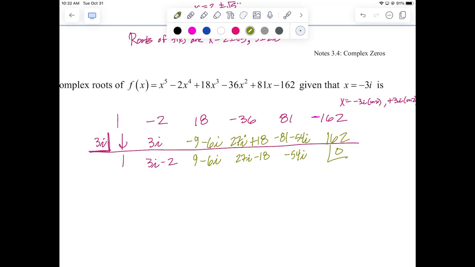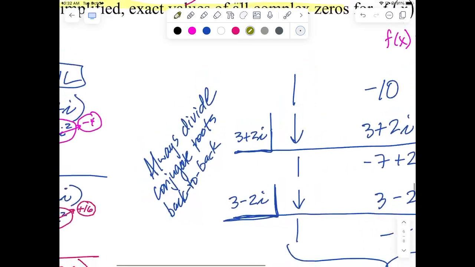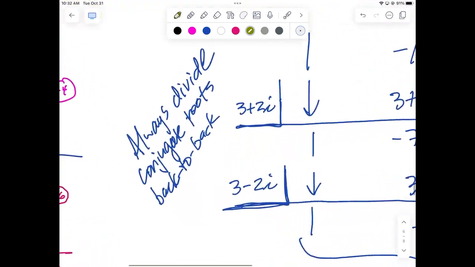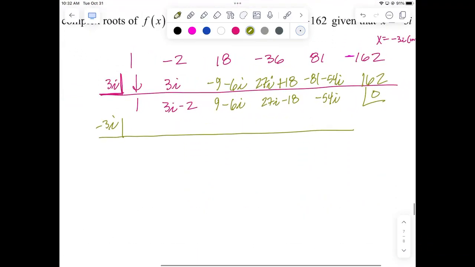Okay, last question. We won't be able to finish this today, but I know 3i works again. Should I do 3i again next? No. What should I do next? Negative 3i. Very good. Because remember, we said you should always do what? Your conjugate roots back to back. Now, let's just finish this off and see what happens. Bring down the 1, we get negative 3i. Multiply, you get negative 3i. Add, you get negative 2. Your i's should cancel as you go through this next iteration.